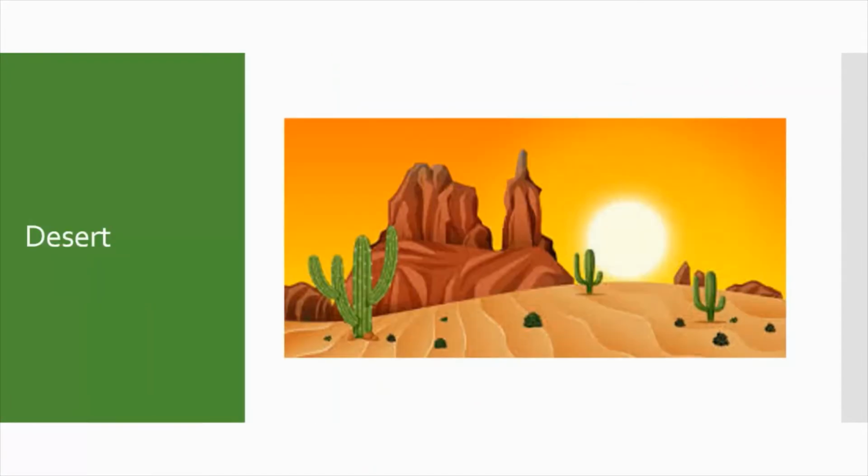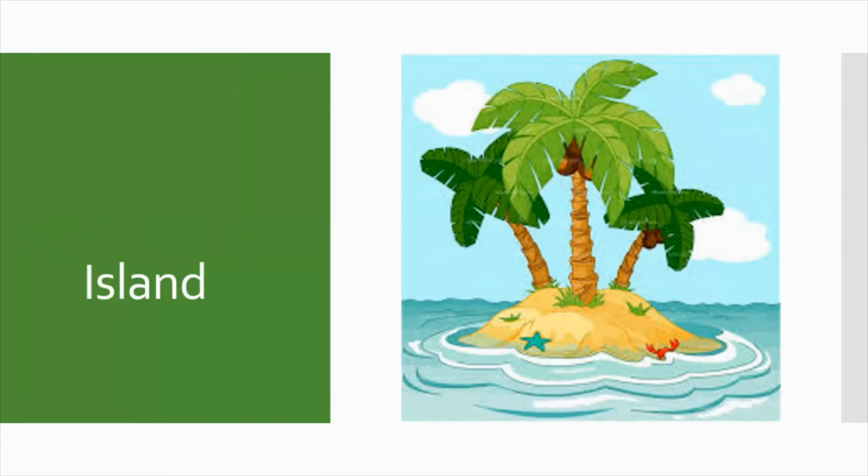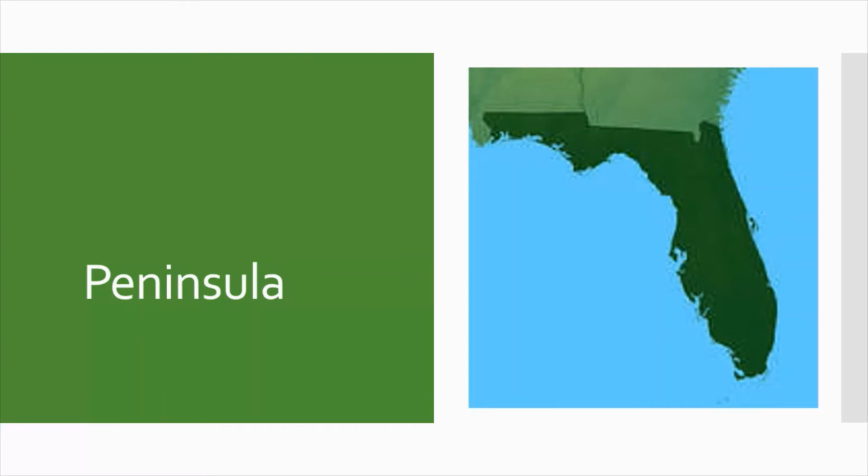Next, we have deserts, which are very common here in California. They also exist in other parts of western and southern United States. But deserts are very sandy, very dry areas of the country. Our next landform is an island, and an island is a body of land that is completely surrounded by water on all sides. Next, we have a peninsula, and a peninsula is similar to an island. However, a peninsula is connected to land on one side and has water surrounding on three sides.